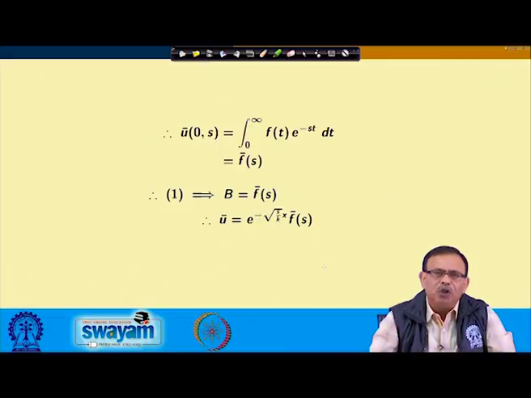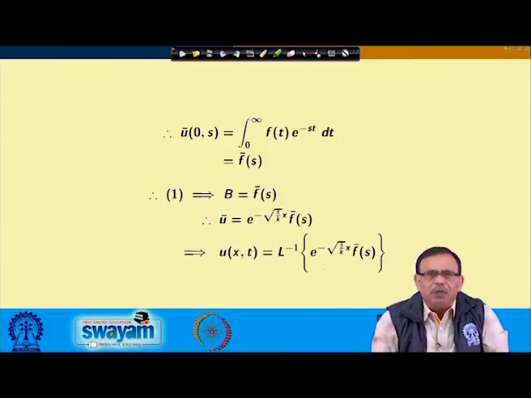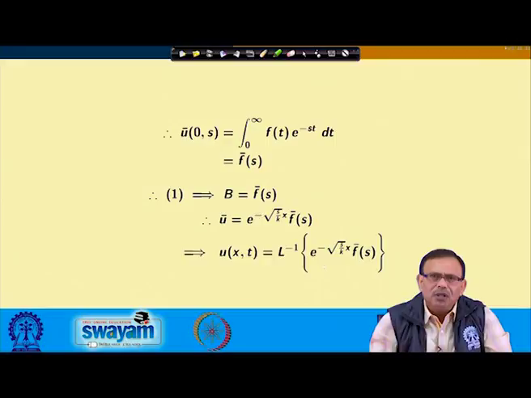So, I obtain u bar like this, so that u(x,t) will be the Laplace inverse of e to the power minus root over s by k x into f bar(s). And once I know the function f(t), I can evaluate f bar(s) and I can find the Laplace inverse. So, by this process we can solve the equations. In the next lectures also we will solve some other PDEs of other types.